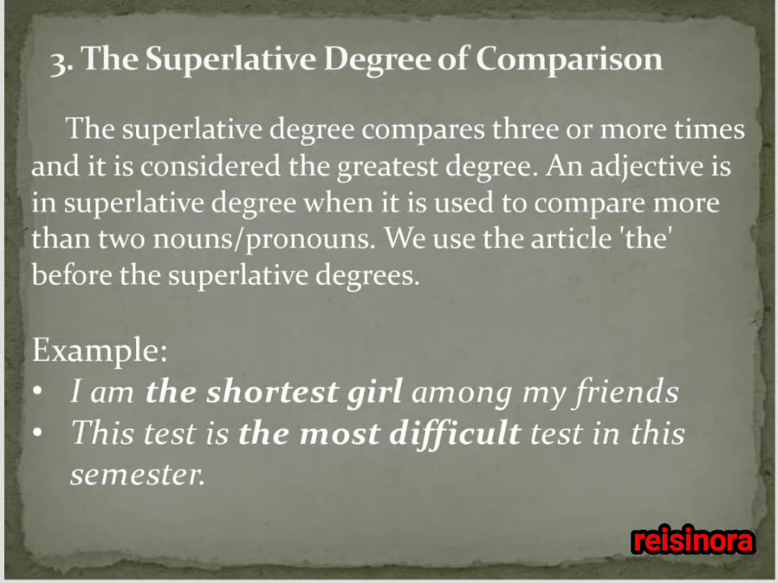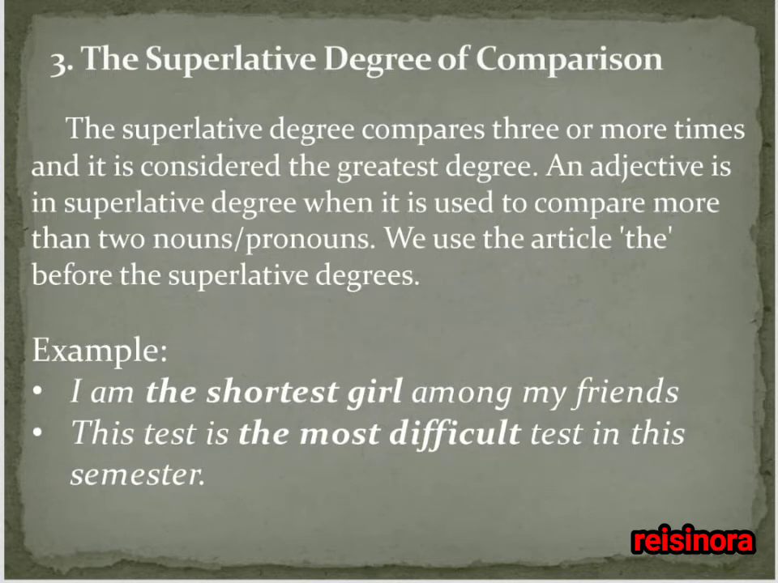Now we are going to talk about the superlative degree of comparison. The superlative degree compares 3 or more items, and it is considered the greatest degree. An adjective is in superlative degree when it is used to compare more than two nouns or pronouns. We use the article the before the superlative degrees.